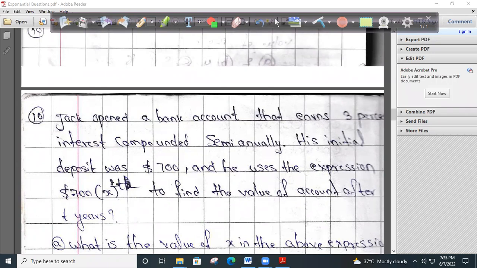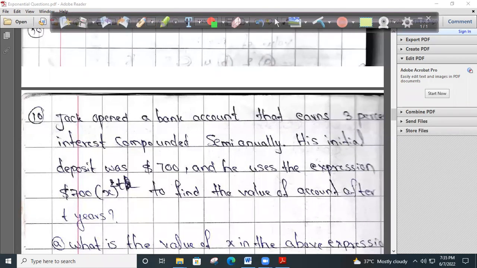The question is, Jack opened a bank account that earns 3% interest compounded semi-annually. Semi-annually means every 6 months. His initial deposit was $700 and he uses the expression 700 into x power 2t to find the value of the account after t years. What is the value of x in the above expression?